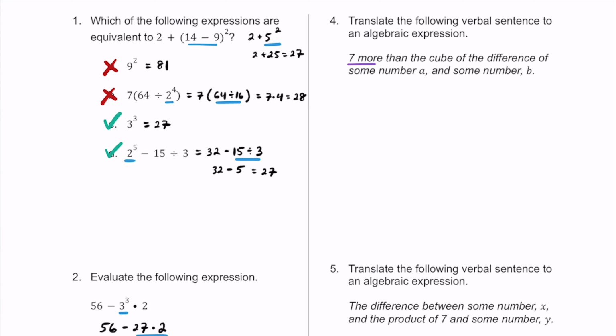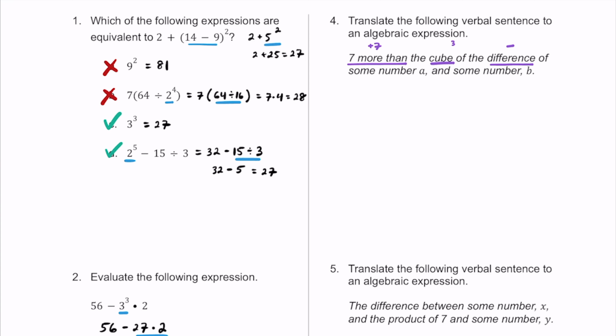Now, when we have this 7 more than, that means we're going to be adding 7 onto something else. And then it looks like we have the cube of the difference of some number A and some number B. Well, let's see. Difference means, first of all, that we are subtracting, right? And then this word cube means we're raising something to the 3rd power. So that little exponent of 3.